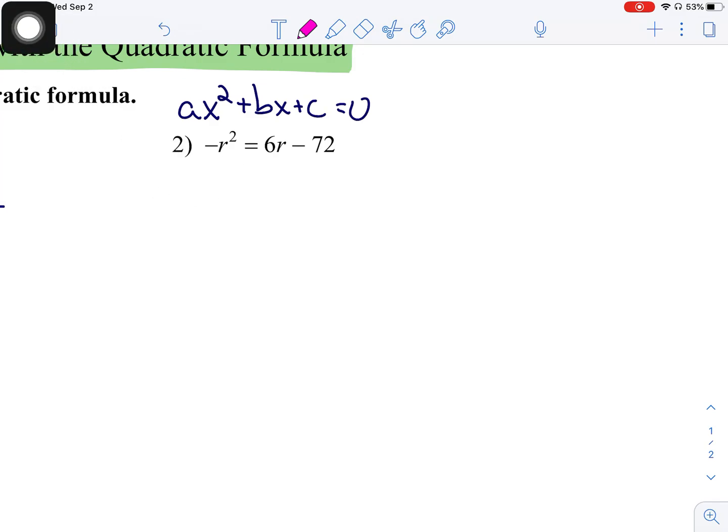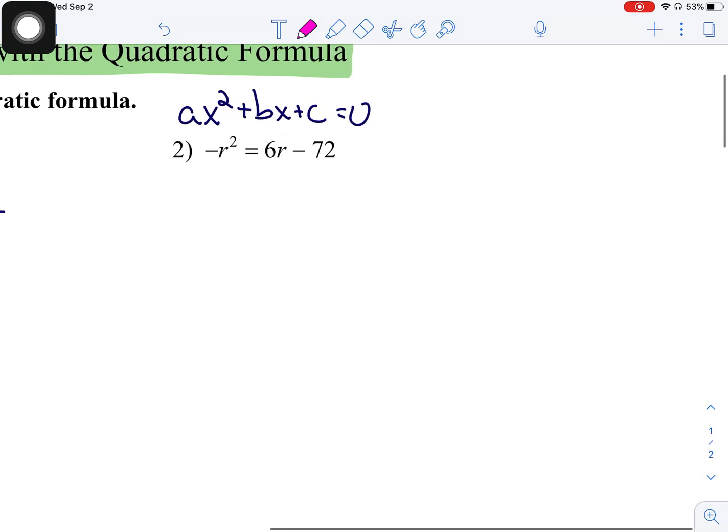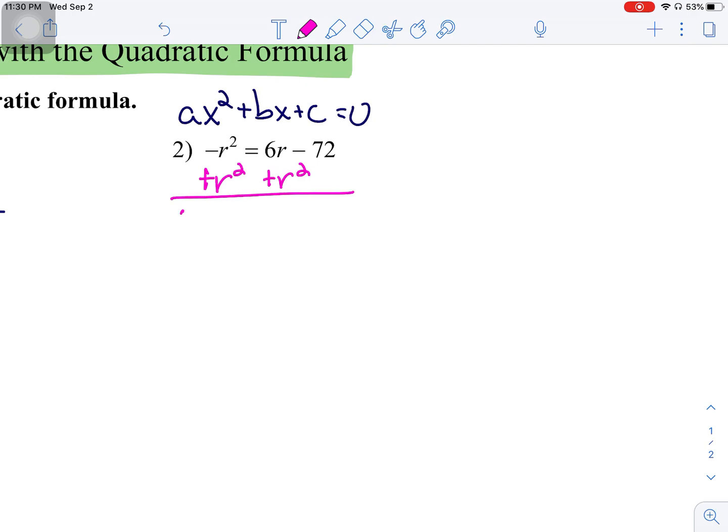It really will not matter. So for me, I'm just going to move the single term. So I'm going to go ahead and say plus r squared. So plus r squared, right? Add r squared to both sides. So 0 is equal to, I want my expression in standard form, descending order. So r squared plus 6r minus 72. Okay, make sure it's in standard form.